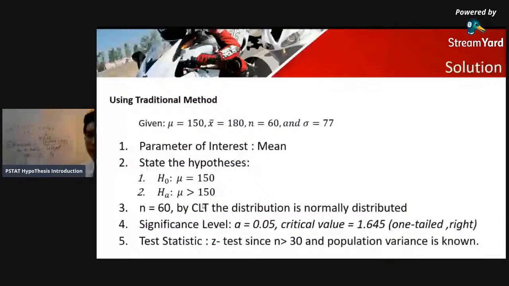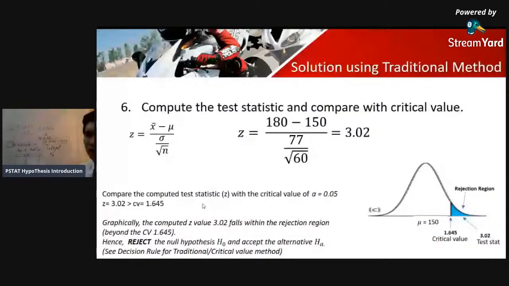So this is the solution, 3.02. So compare the Z test 3.02 versus your alpha, which is 1.645. The Z test is greater than the critical value. So it falls under the rejection region. So our decision now is to reject the null hypothesis.